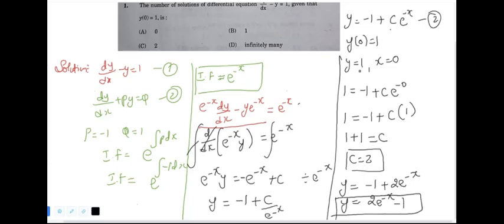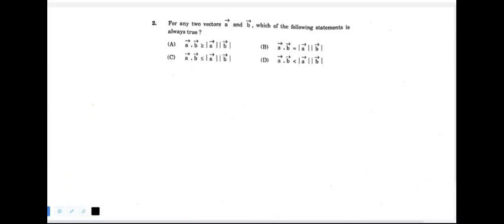Now if we substitute x is equal to 0 in this equation, we get y is equal to 2 e to the power of minus 0 minus 1, so it will become 2 minus 1, that is nothing but 1. Therefore, we have only one solution. So the correct option here is B.